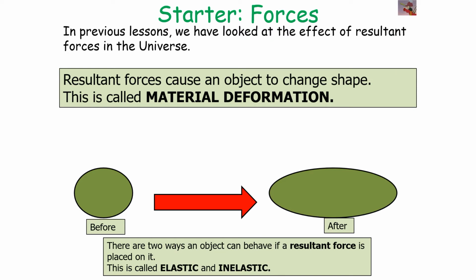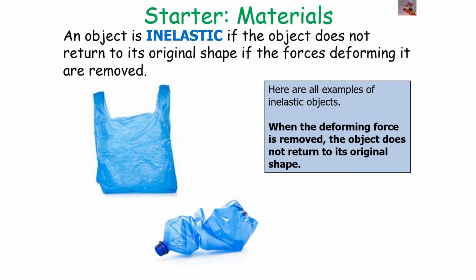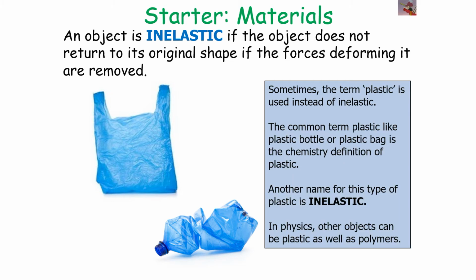Now there are two ways in which an object can behave if it has a resultant deforming force placed upon it, regardless of its extension, compression or bending, and an object can act as either elastic or inelastic. An object is elastic if it regains its original shape after the forces deforming it are removed, whilst an object is inelastic if it does not return to its original shape if the forces deforming it are removed. Sometimes we will call this plastic behaviour, while we prefer to use the term inelastic to prevent confusion with the chemistry definition of plastic, which tends to be a polymer.